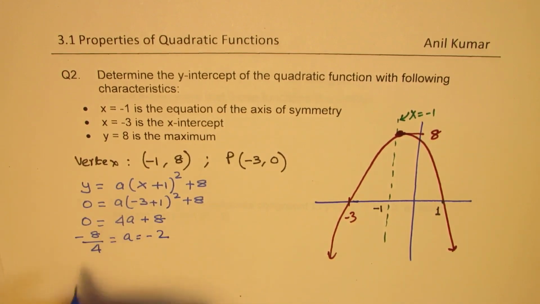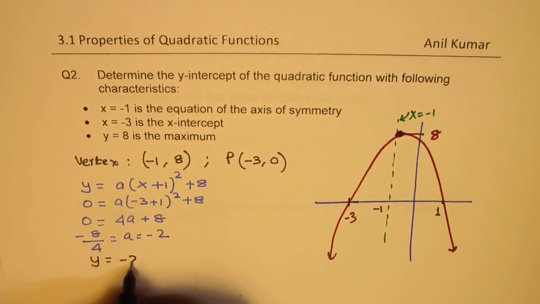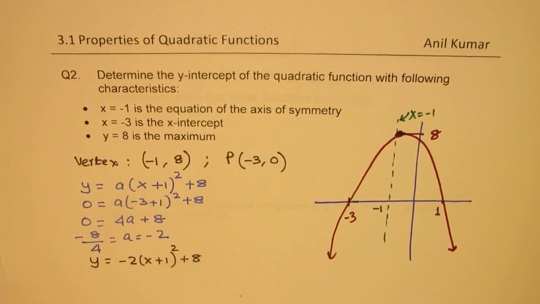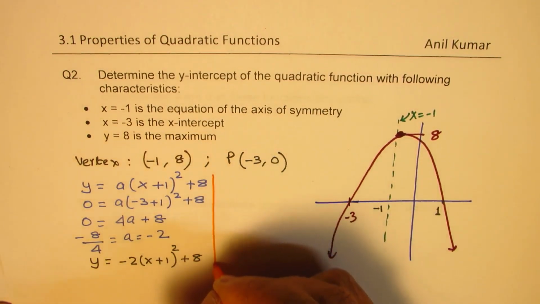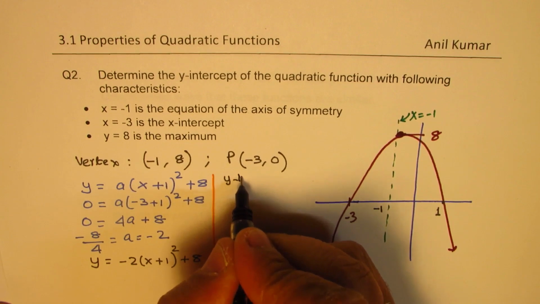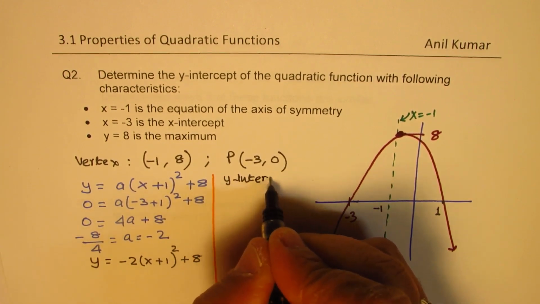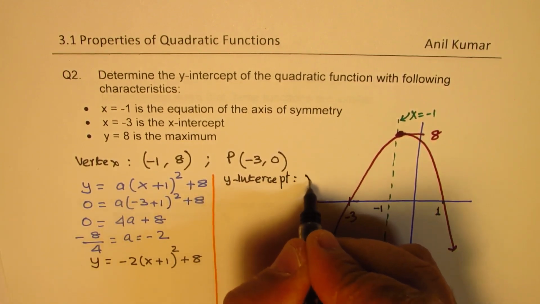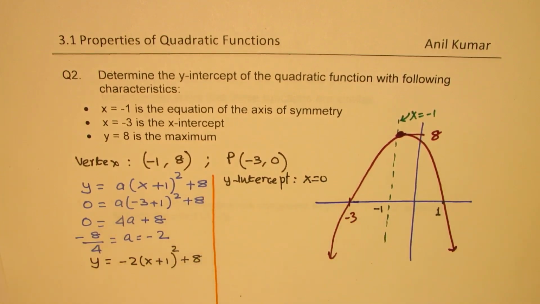So we get the equation here as y equals -2 times (x plus 1) whole squared plus 8. Right? So that becomes the equation. Now, once we have the equation, let us find the y-intercept. For the y-intercept, the value of x is 0, right? So we can substitute x equals 0 in our equation.